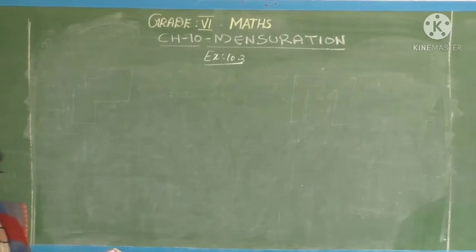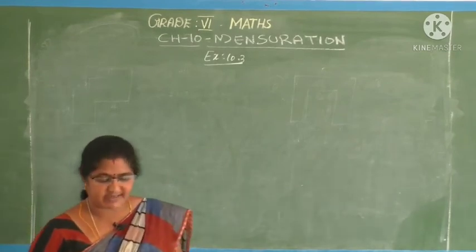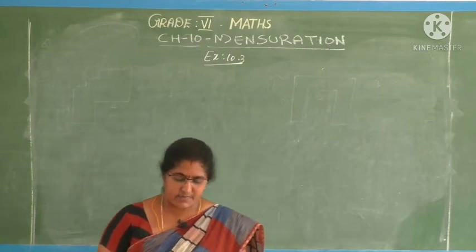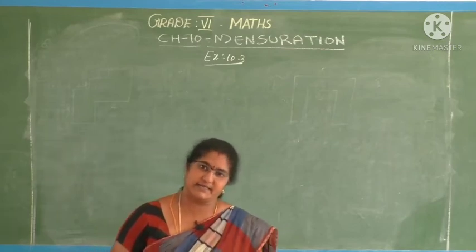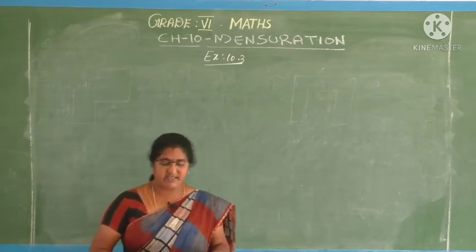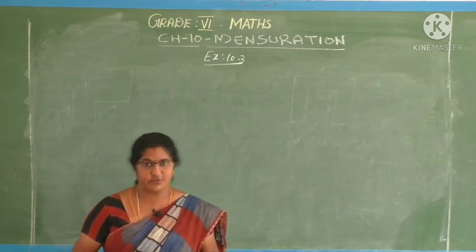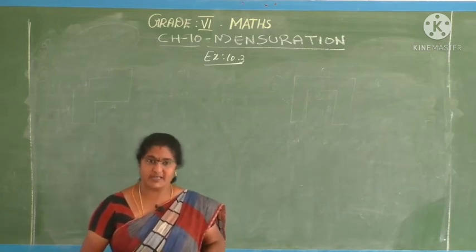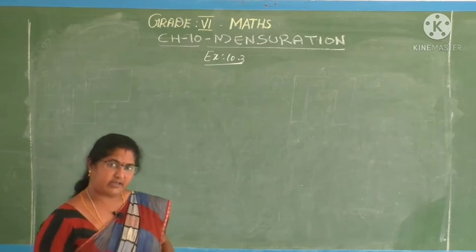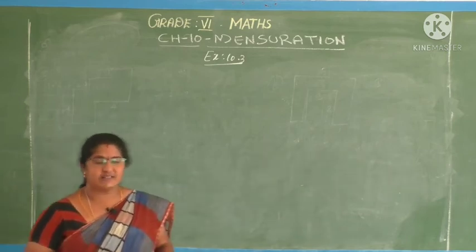11th question. Split the following shapes into rectangles and find their areas. The measures are given in centimeters. This is also the same way, but these figures are very clear and easy to split. You try it, find out. Okay, do it yourself. Next, 12th question.